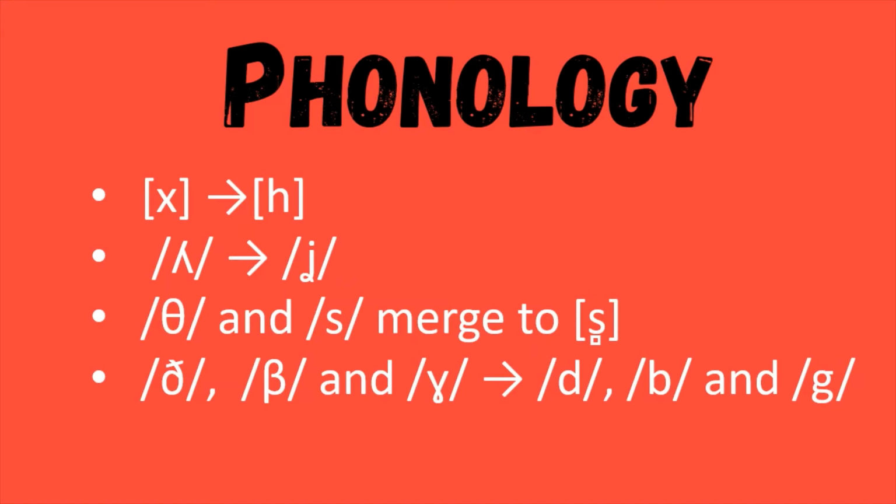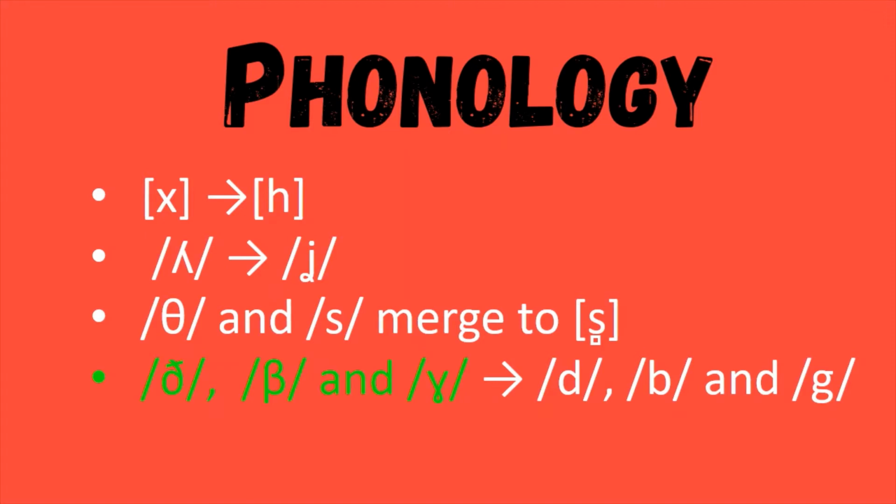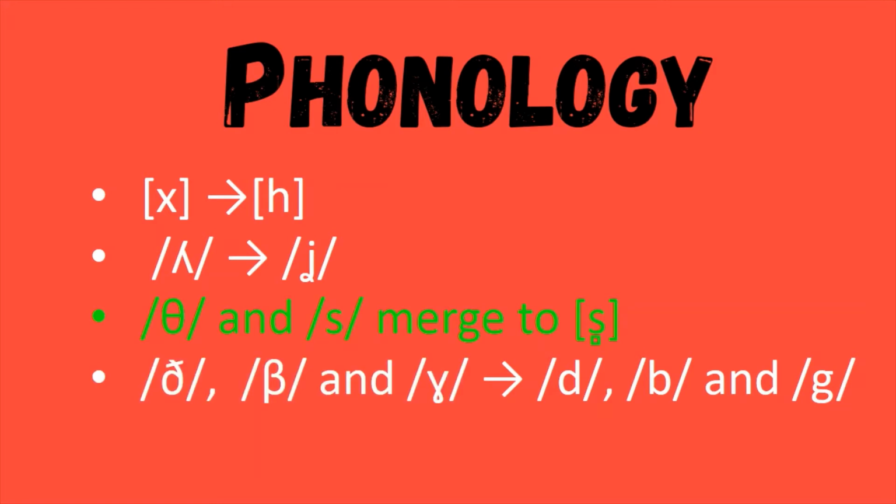These are some of the sound changes which Colombian Spanish has undergone. The most distinctive probably being the removal of these sounds, and the merger of these sounds, which is commonly known as ceseo, is quite a noticeable sound change.